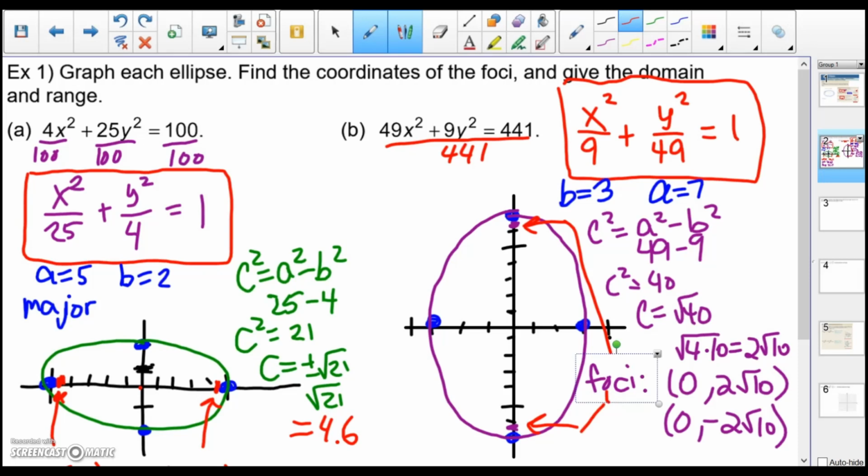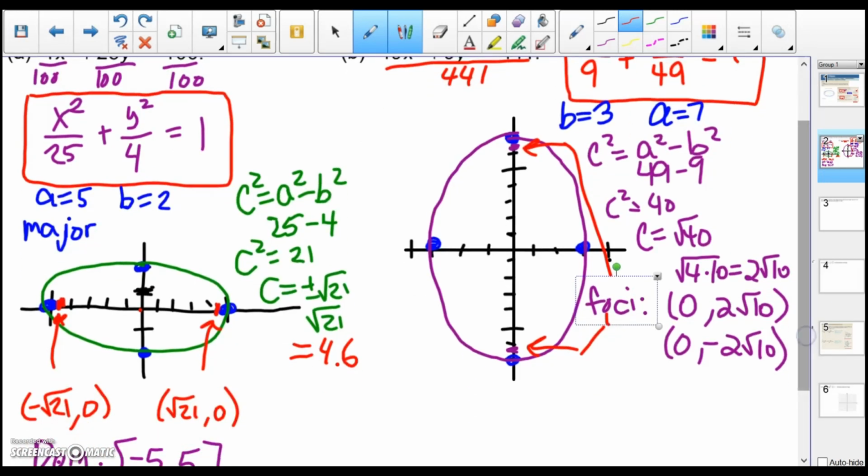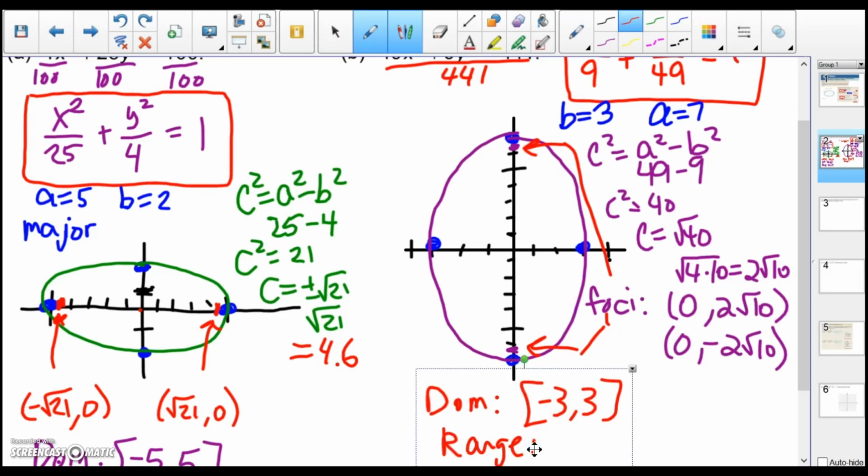Okay, lastly we need domain and range. So again, domain is the x numbers. Looks like that goes from negative 3 to 3. And your range, your y numbers go from negative 7 to positive 7.